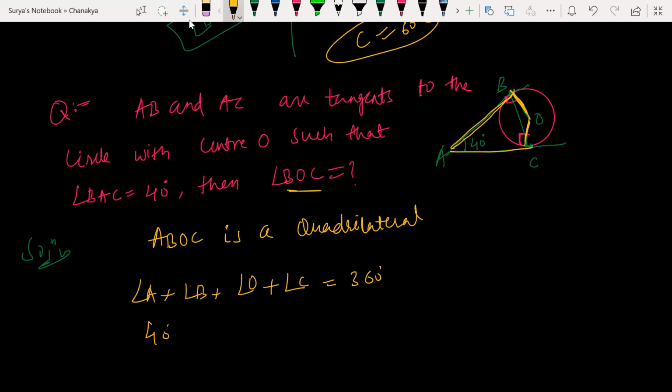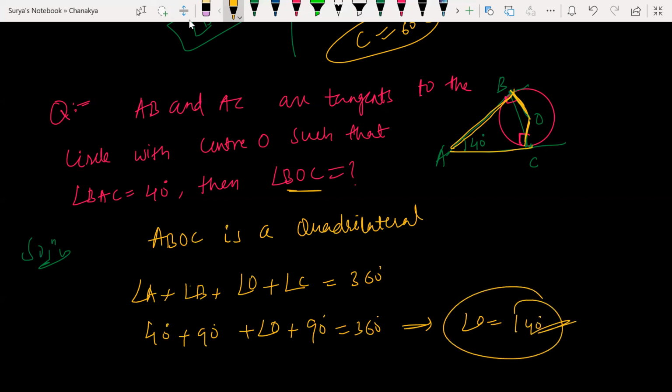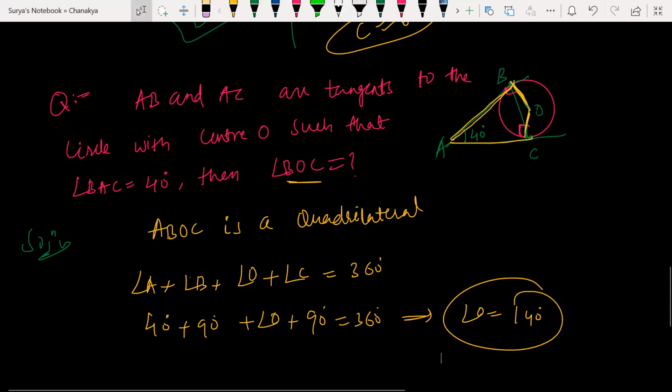A value 40, B value 90, perpendicular. O I need to find out. C is 90. Isn't it easy, guys? So 180, 220, how much? 140. Yes or no? Any doubts? No doubt, sir. Very simple. Next question.